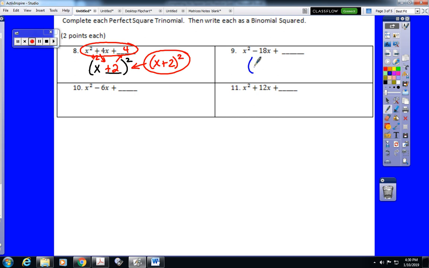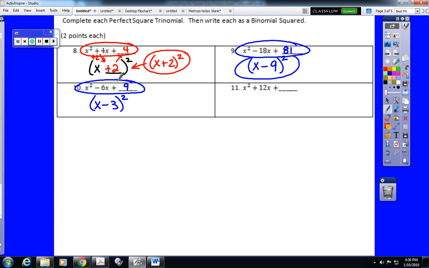So we ought to be able to do this without actually showing the blank here. 18 divided by 2 is 9. 9 squared is 81. That 8 is pretty terrible, so let me do that again there. 81. So there's your trinomial, and there's your binomial squared. Same thing for number 10. That would be x minus 3 quantity squared, because 6 divided by 2 is 3. Then square that to get 9. There's the trinomial. There's the binomial. On number 11, we would have x plus 6 quantity squared, because 12 divided by 2 is 6. And then we would square that to get 36. And that would take care of that section.